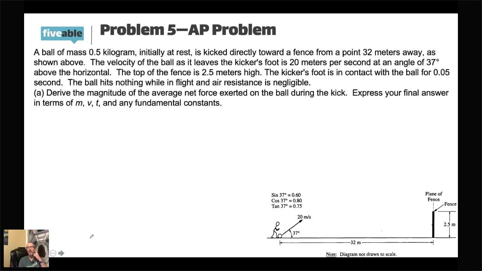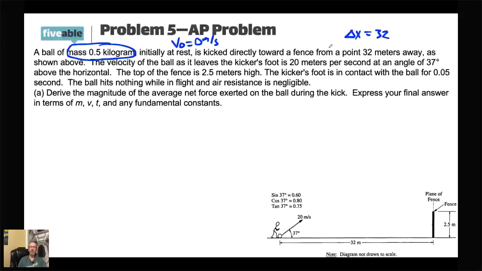We had somebody that just came in and asked about Newton's laws. We are actually going to have to use something from Newton's laws to figure out this very first part. It says a ball of mass, and we know that the mass here is 0.5 kilograms, initially at rest. So we know that the ball is initially at 0 meters per second, is kicked directly to a fence at a point 32 meters away. So we know there is some change in position equal to 32 meters. We're not sure if we need that or not yet.